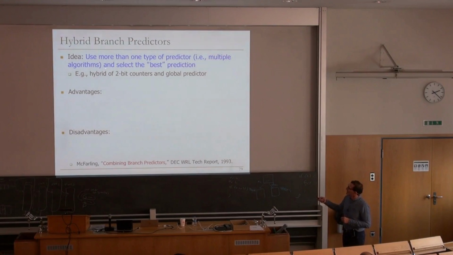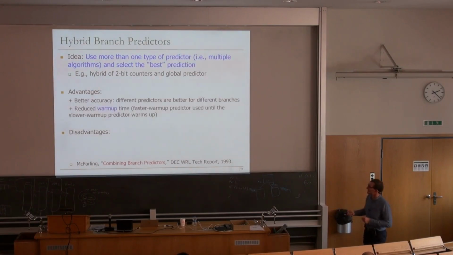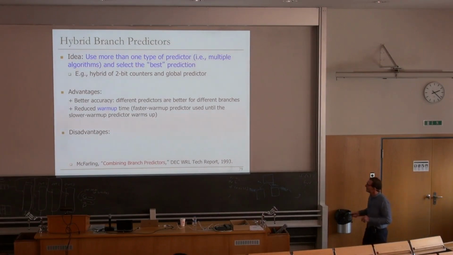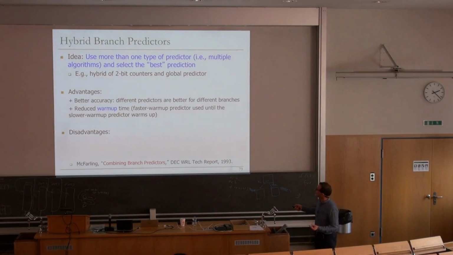For example, a hybrid of 2-bit counters and a global predictor. Advantages: you get better accuracy. Different predictors are better for different branches, but of course you need to have an intelligent selector that picks the right predictor. Assume that for now. And the other advantage, as I said earlier, is that it reduces the warm-up time.